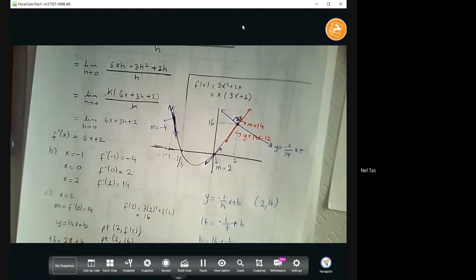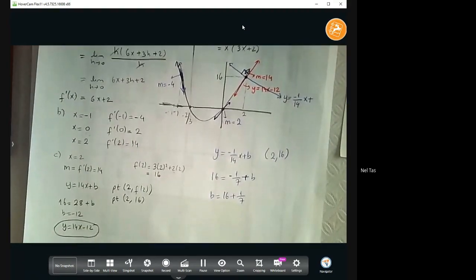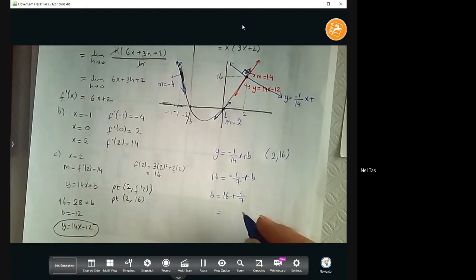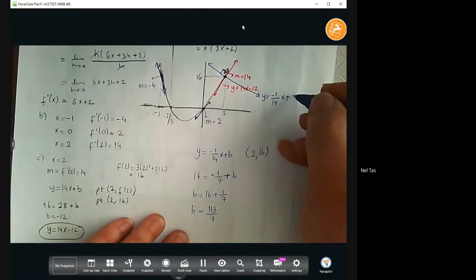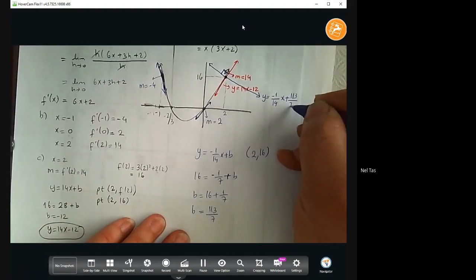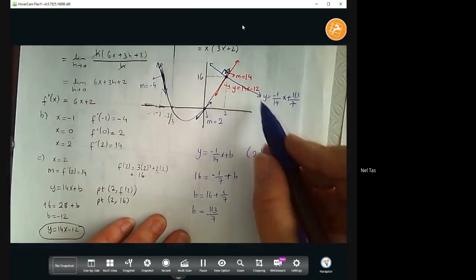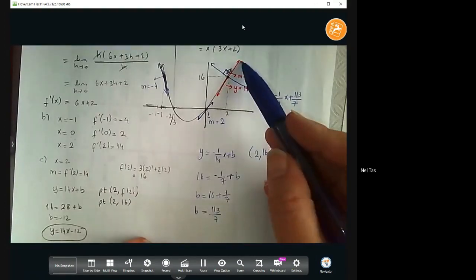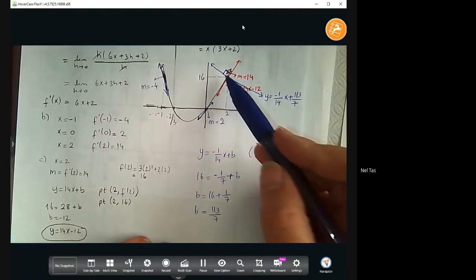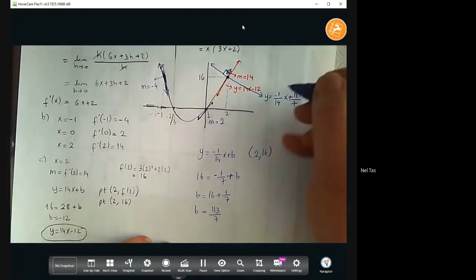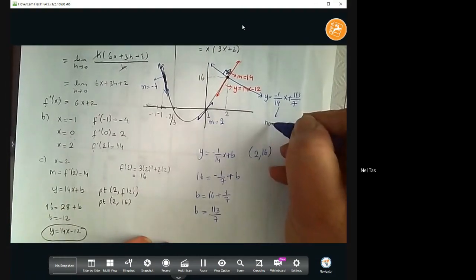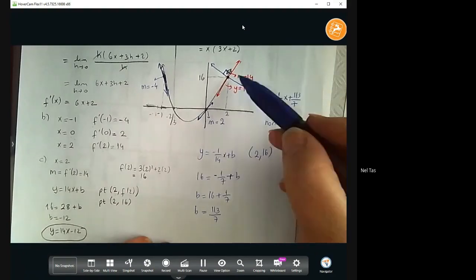To add them up, you get 113 over 7. So then the b value is 113 over 7. So that is the equation of the line that is perpendicular to the tangent at the point of tangency. Those perpendicular lines are called the normal. So this is the normal to the tangent at the point of tangency.